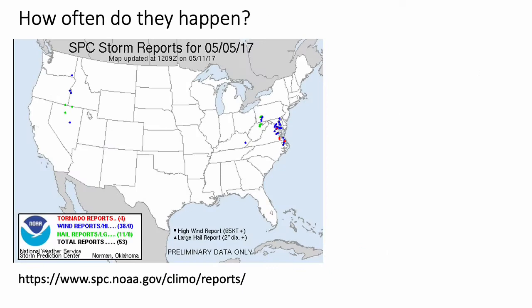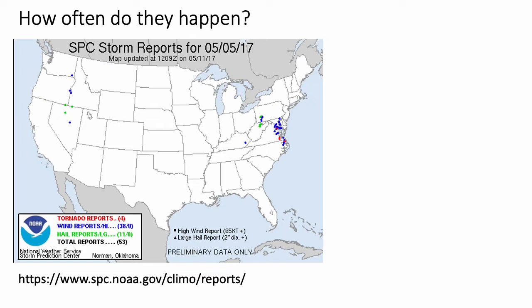So how often do they happen? Again, this is the NOAA Storm Report data set here. I have a link down here if you want to check it out. It's a really nice website. During the summer season, so this is showing you a May 2017 picture here, convective extreme events are happening basically on a daily basis in the US.